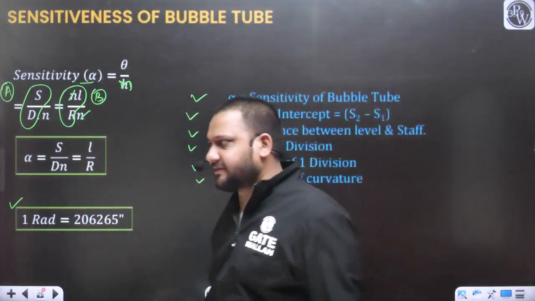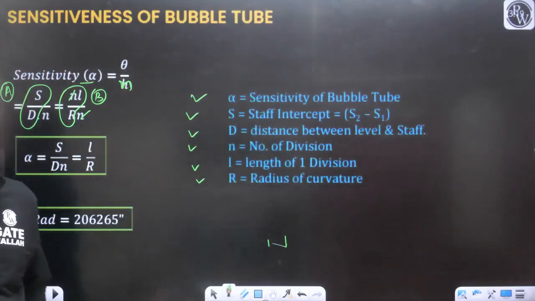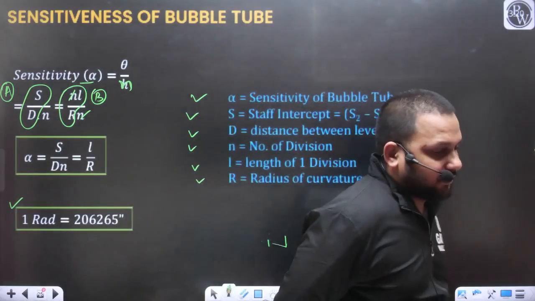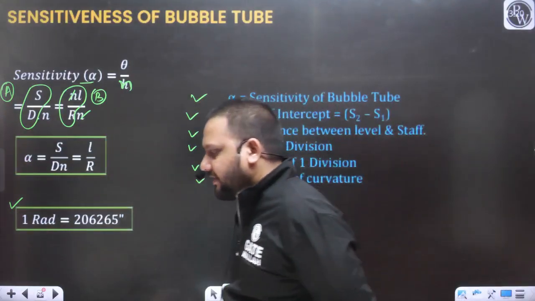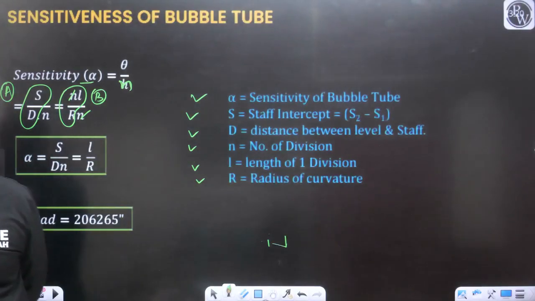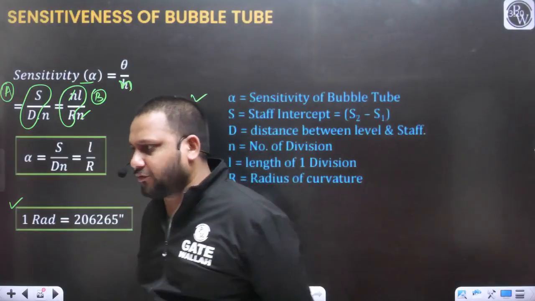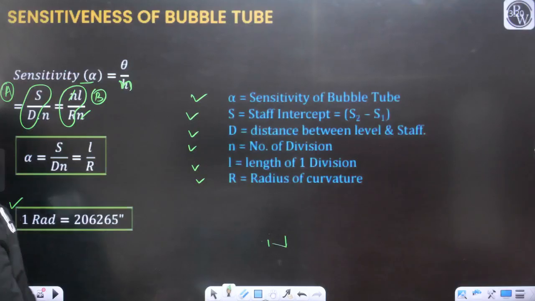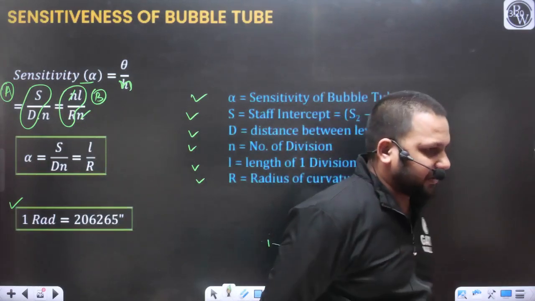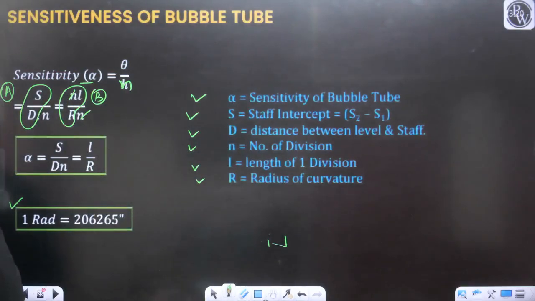I hope the entire discussion till now related to the sensitivity of the bubble tube is clear to everyone. If anyone has any doubt or any query at any point, you can ask. The topic is important. You will get objective questions, both theoretical and numerical, from this topic, that is the sensitivity of the level tube or bubble tube.